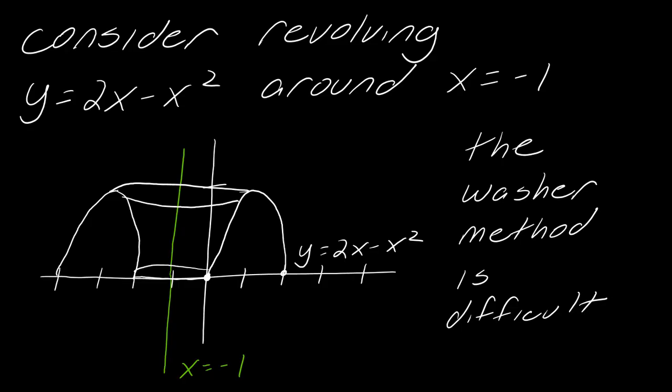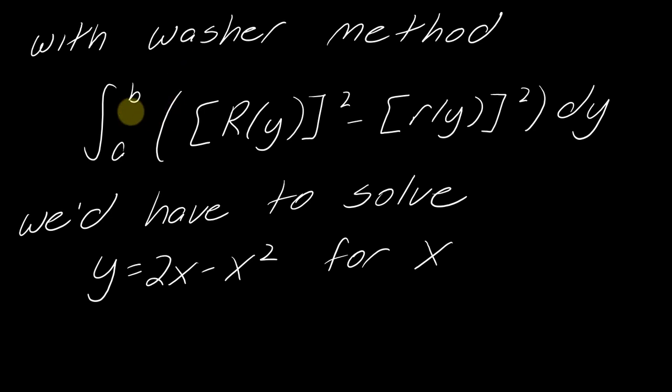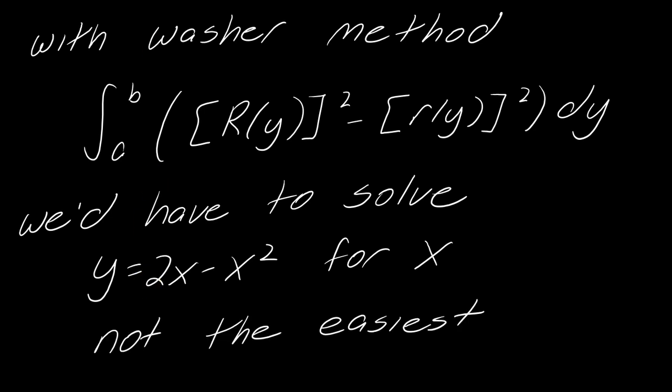Now we want to think about the washer method. The washer method would actually be pretty difficult here for two reasons. First of all, I've revolved this about something that's parallel to the y-axis. So one thing is that I would have to integrate with respect to y, right? And since I would have to integrate with respect to y, I would have to solve this equation here for x. That is not necessarily the easiest thing to do in this case, to have two x's in that equation. So this would be awkward to use.